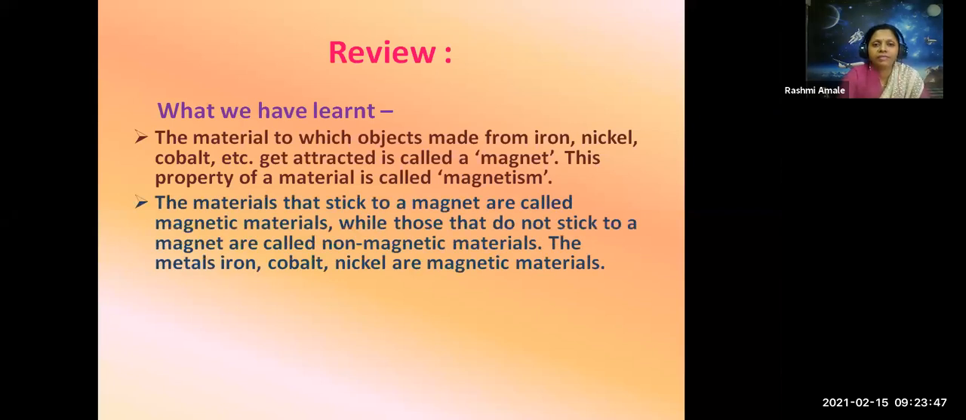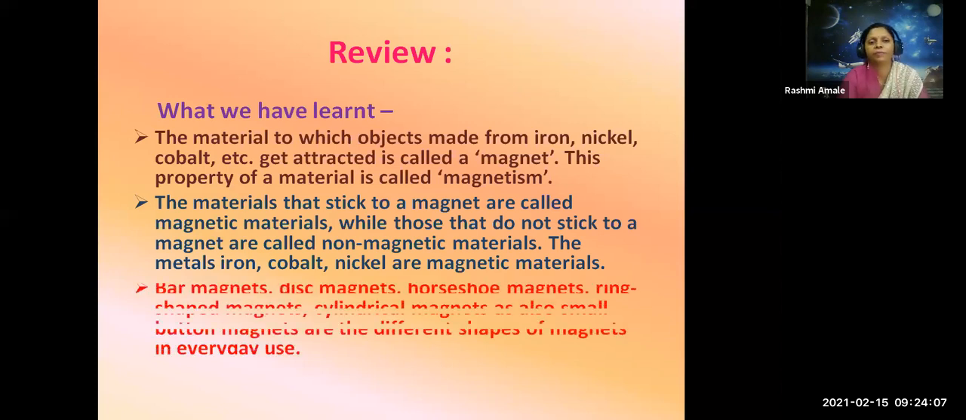The materials that stick to a magnet are called magnetic materials, while those that do not stick to a magnet are called non-magnetic materials. The metals iron, remember these three names, children. Iron, cobalt, nickel are magnetic materials.